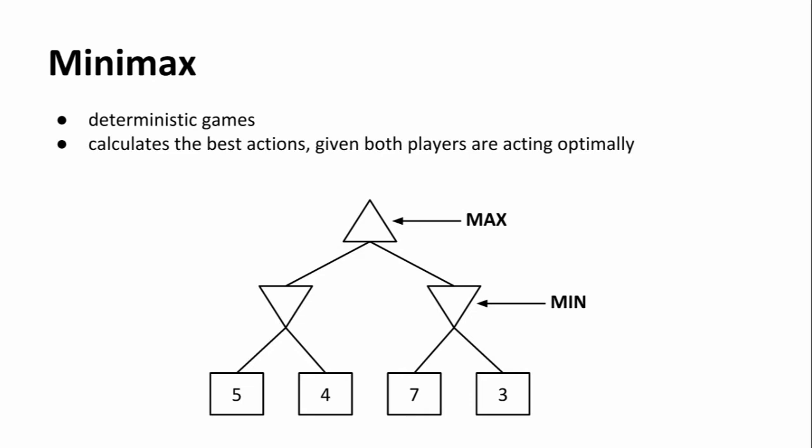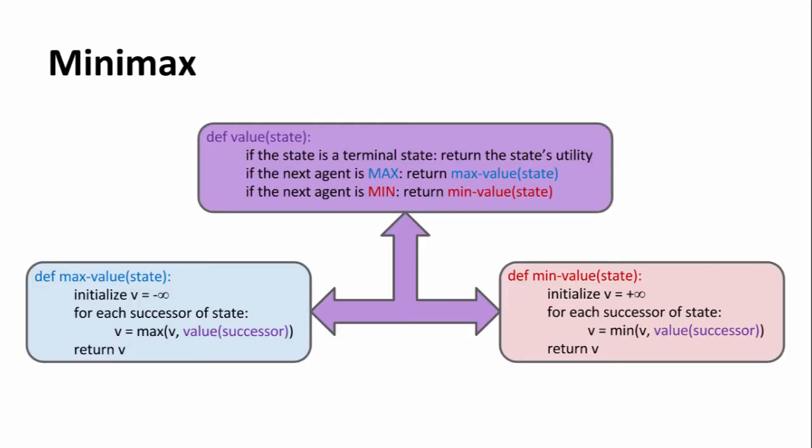Okay, so let's look at what the Minimax algorithm is. So here is the pseudocode. We have a dispatch function, value, which is just going to be the value of a state. If the state is a terminal state or a leaf node, we're going to return the state's utility. Otherwise, if the next agent is a maximizer, we're going to return the max value of that state. And if the next agent is a minimizer, we're going to return the min value of the state.